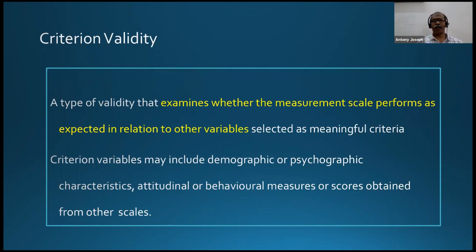So in your instrument, you have some expectations regarding the performance of your instrument. That is the relationship between the instruments. Then the scales should perform accordingly. If two scales are expected to have a negative relationship, and at the time of analyzing, you found that there is a positive relationship, that means the scale is actually not performing. That is, the validity of the scale is doubtful. Okay, so that is what criterion validity is concerned with.